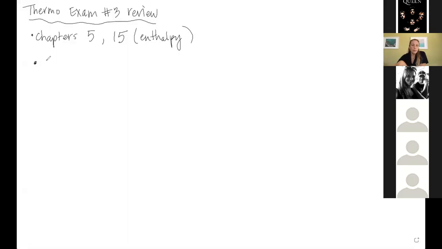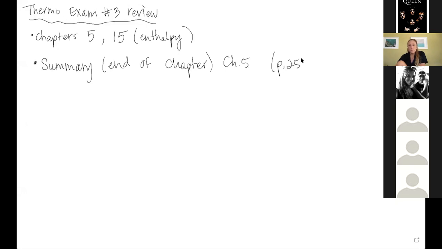So for chapter 5, I think there's a really nice summary at the end of chapter 5. In the 8th edition, it's on page 251. It is the nice blue section that kind of breaks down all the equations that were used in chapter 5. And it's just like a nice kind of collated piece of information. I think it's really helpful and clearly laid out.